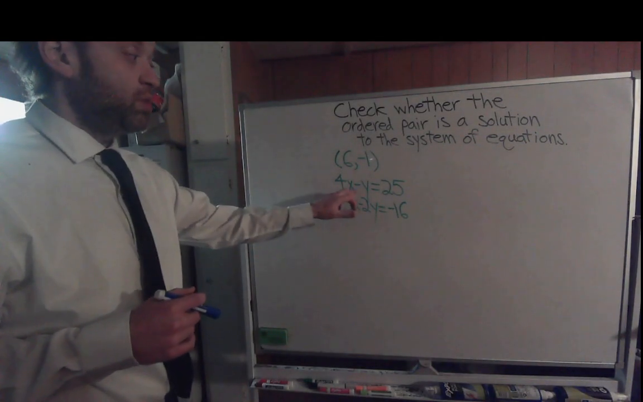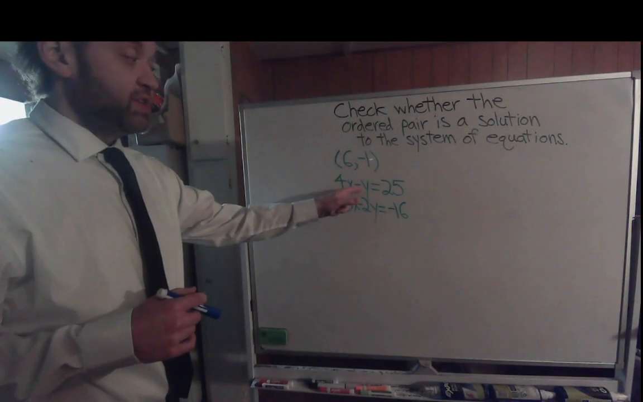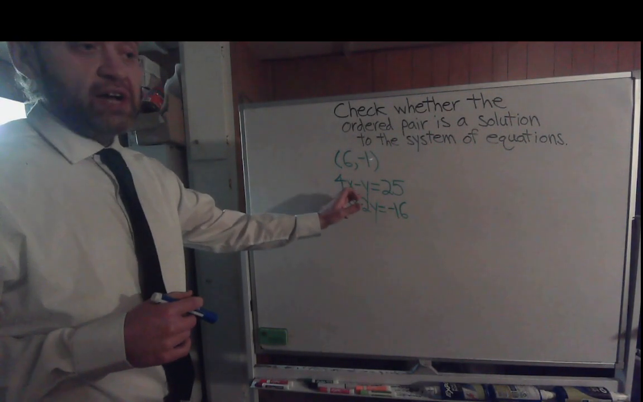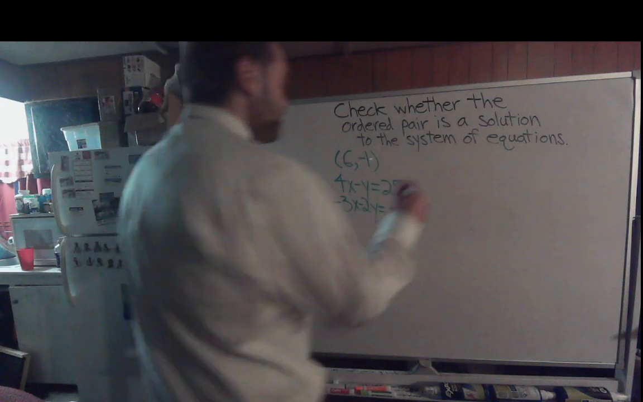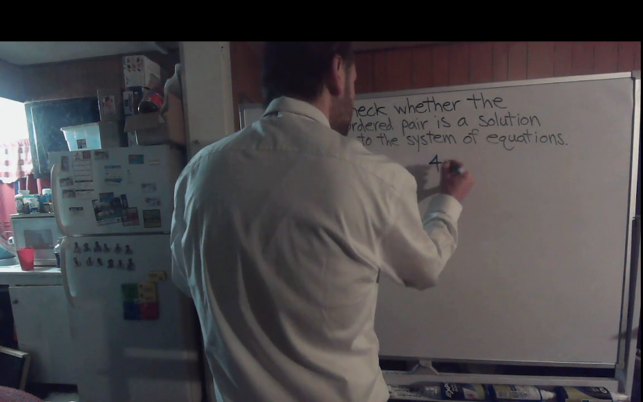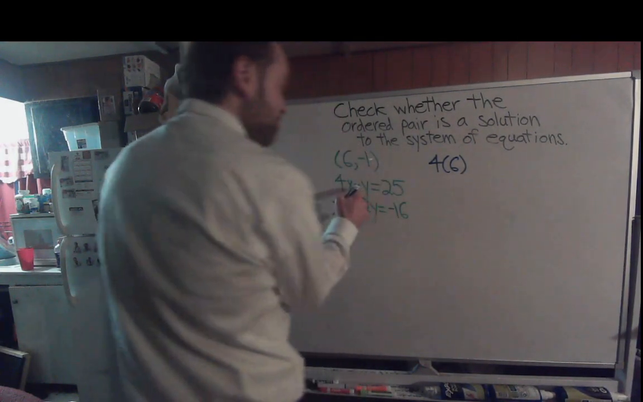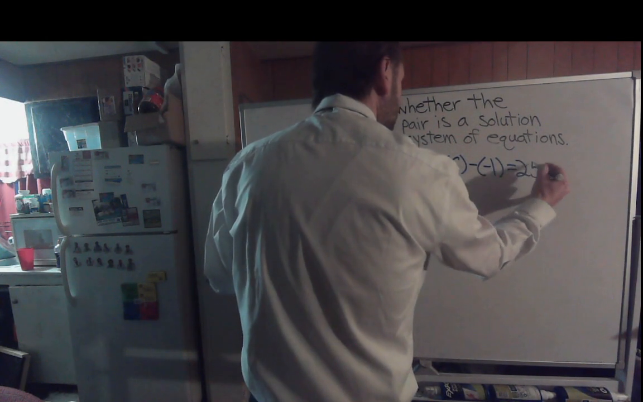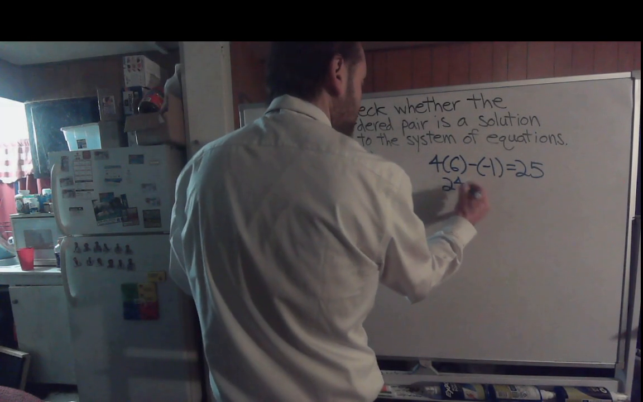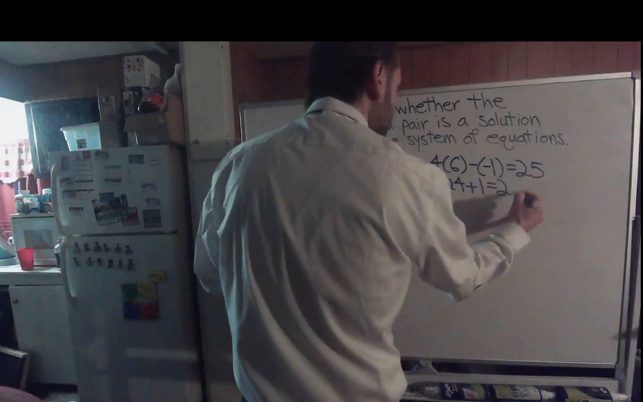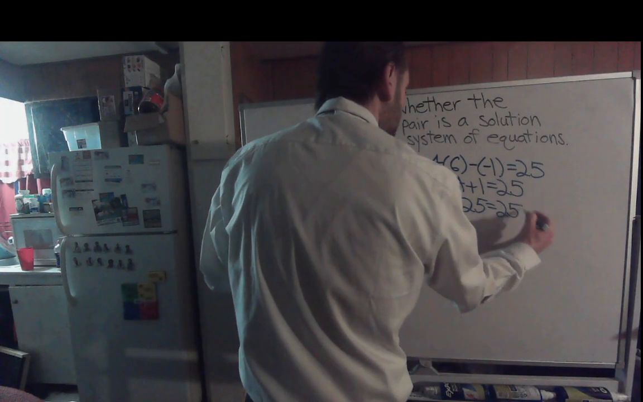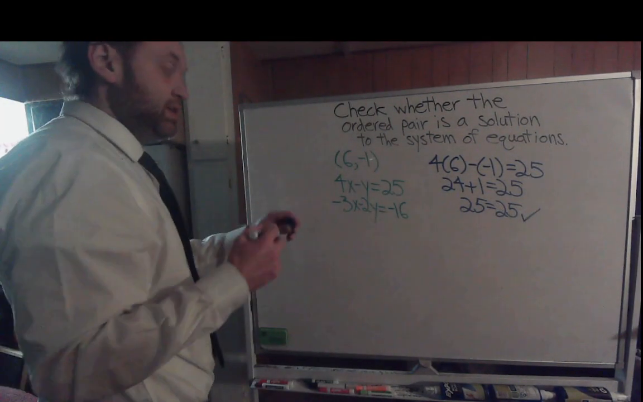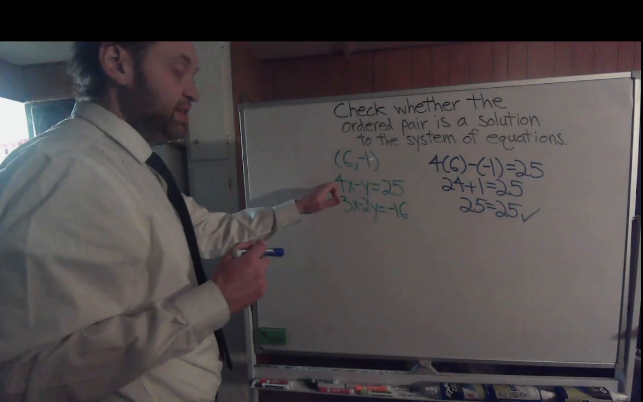If you put the x and y values into this equation, you should get 25 on the left-hand side, which would give you a true statement of the left side equaling the right side. So if I take 4 times my x value of 6 minus my y value of -1, set it equal to 25, well, 24 minus -1 is 24 plus 1, equaling 25. 25 equals 25. It checks out. So yes, (6, -1) is a solution at least to this line.